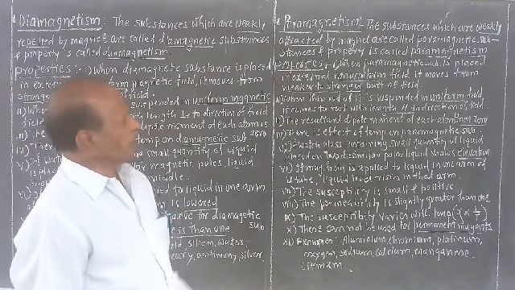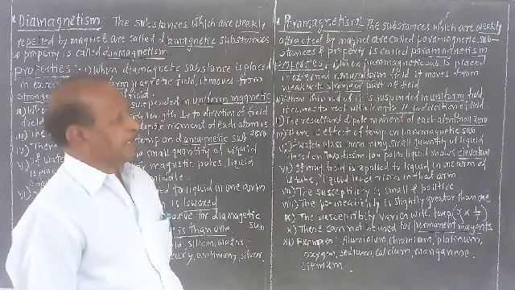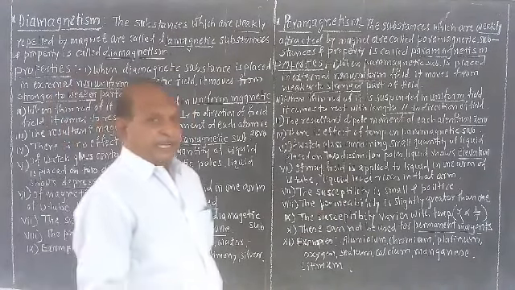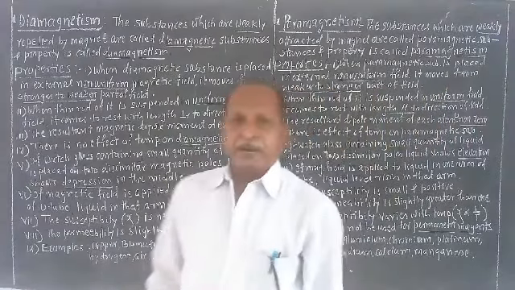Now the properties. When a paramagnetic substance is placed in an external non-uniform magnetic field, it moves from the weaker to the stronger part of the field. In diamagnetic, it is stronger to weaker. In paramagnetic, it is weaker to stronger part of the field.